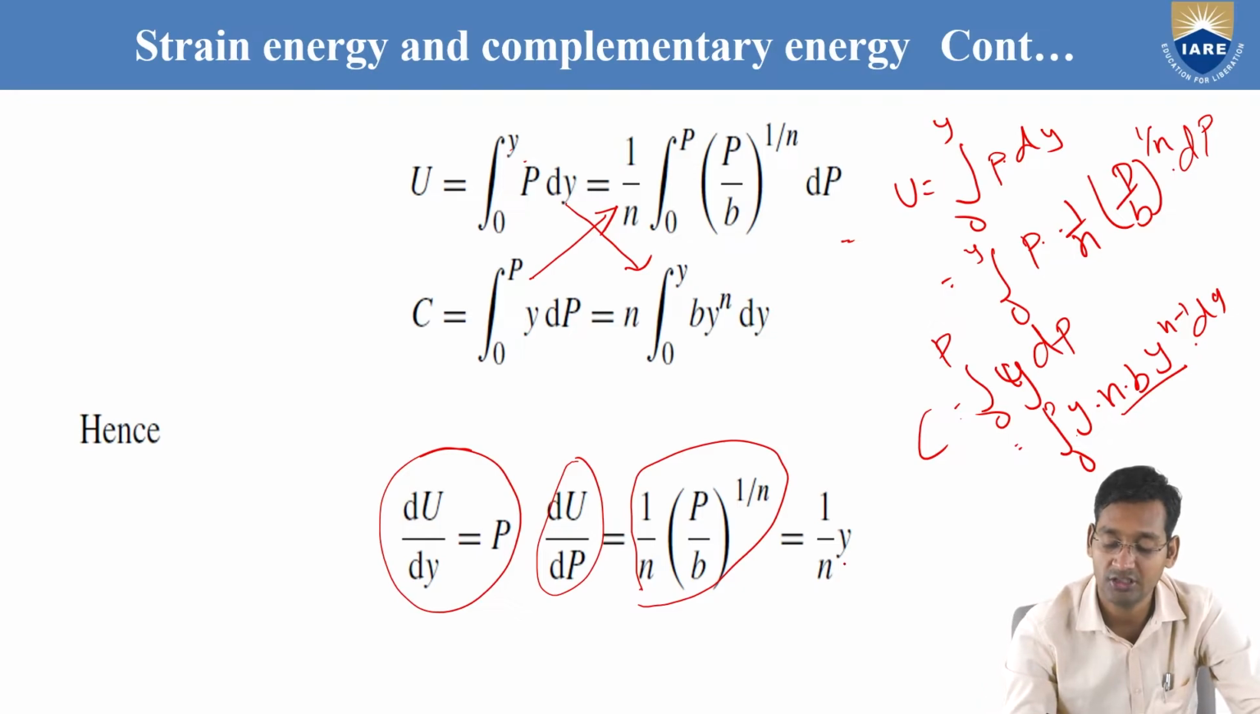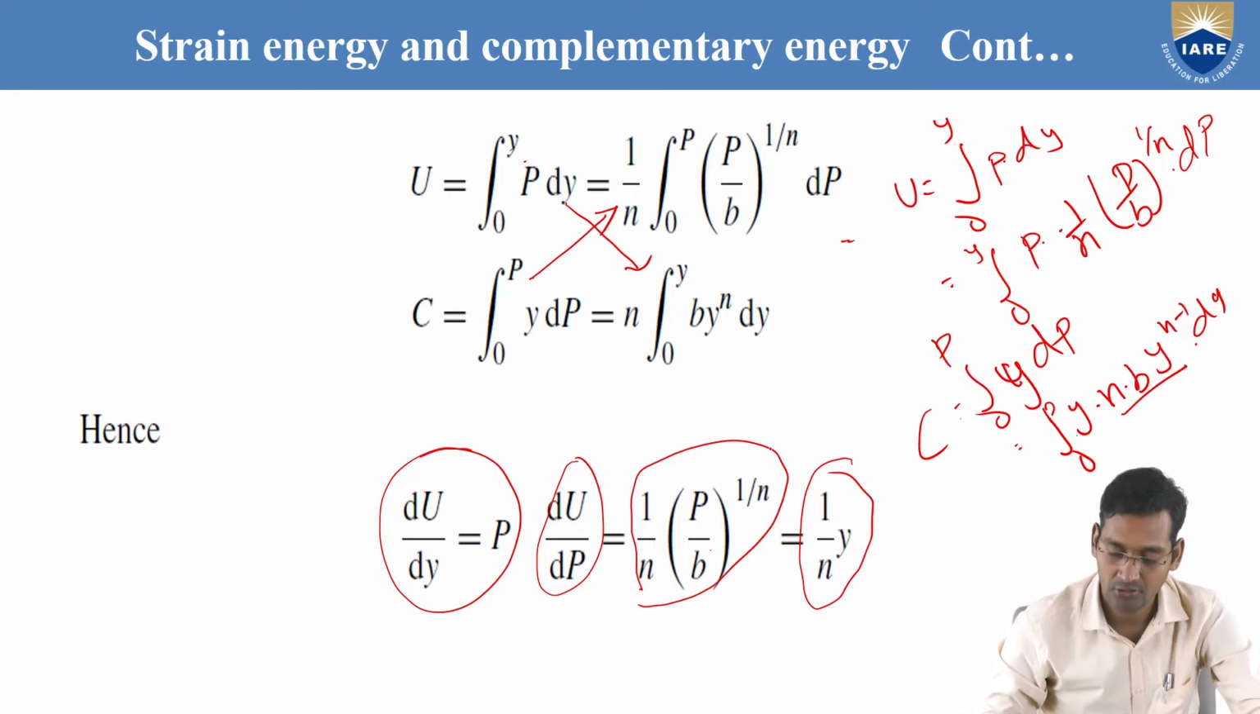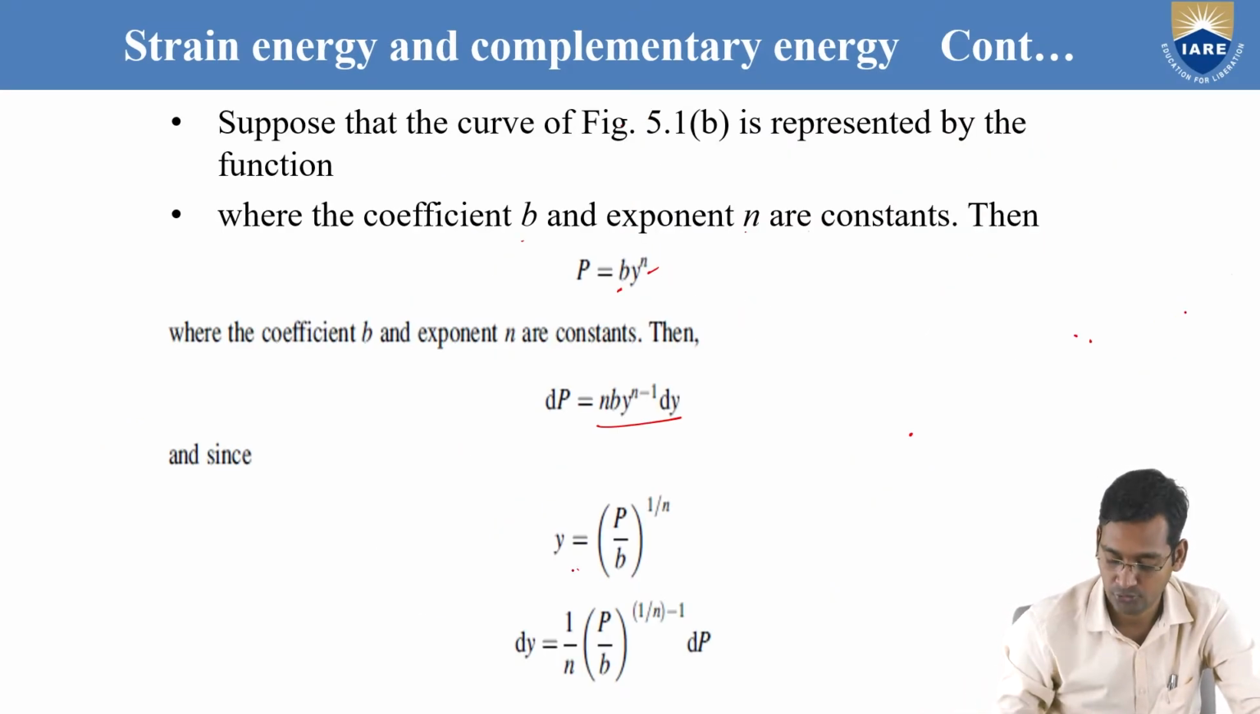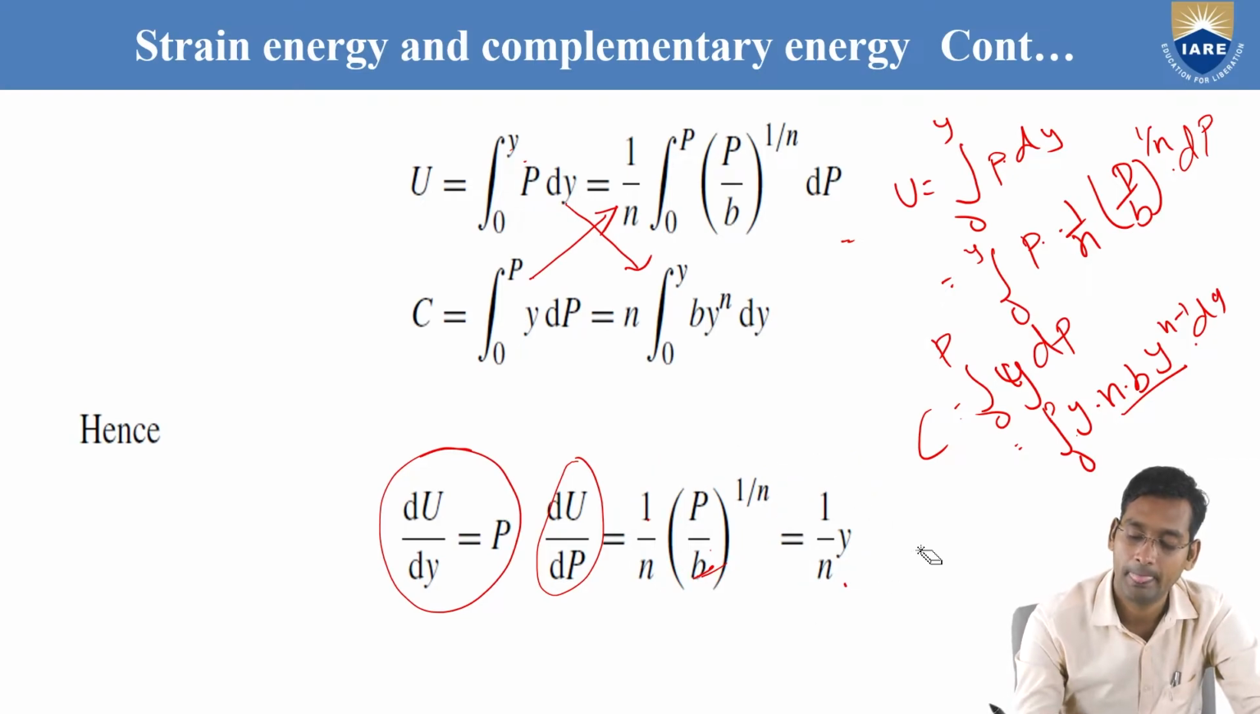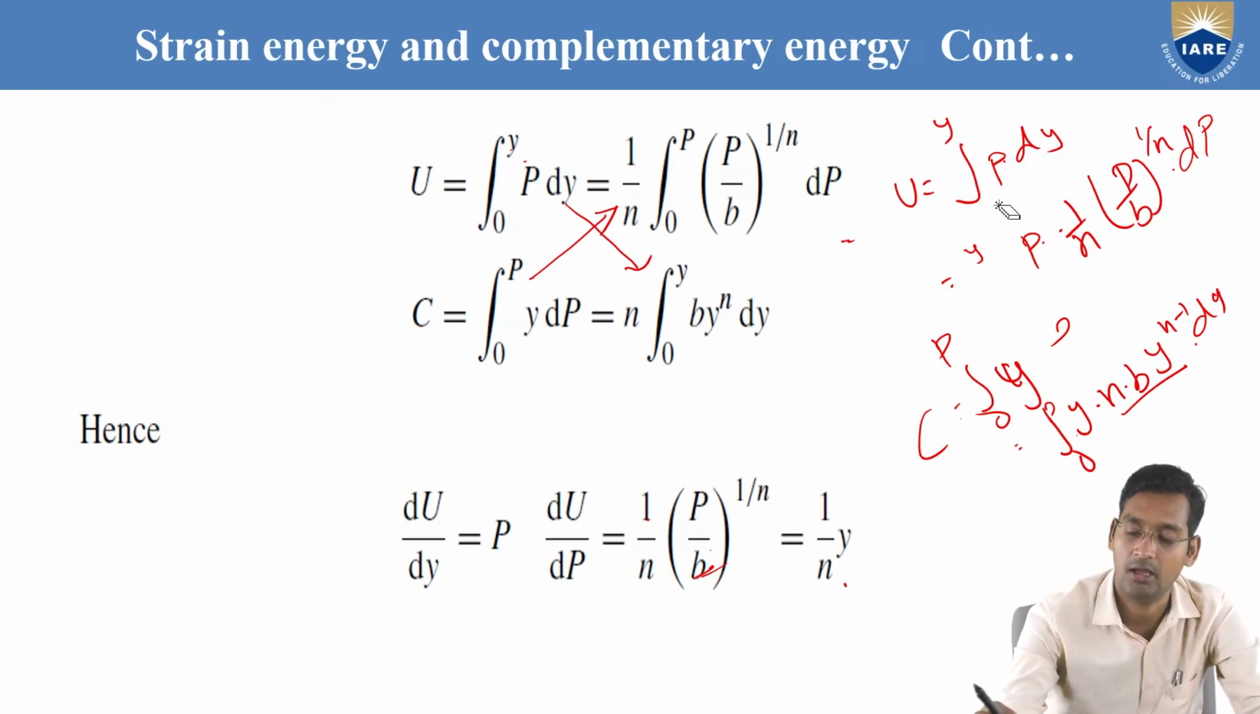So after substituting this, what is this one? That value is y. P by b to the power 1 by n is what? y. So for this part we substituted y. For this it is 1 by n. So finally we will have 1 by n y.